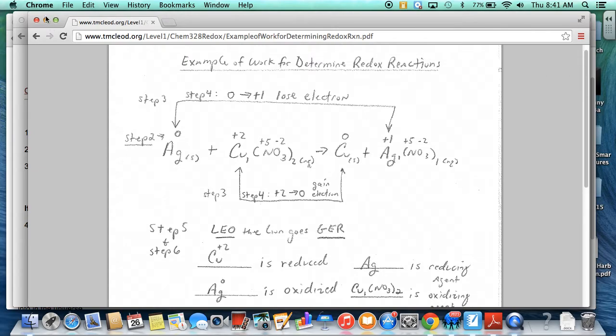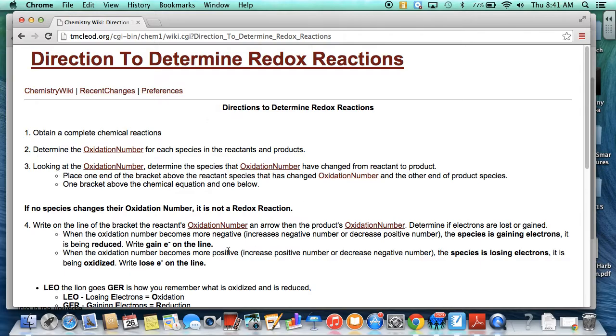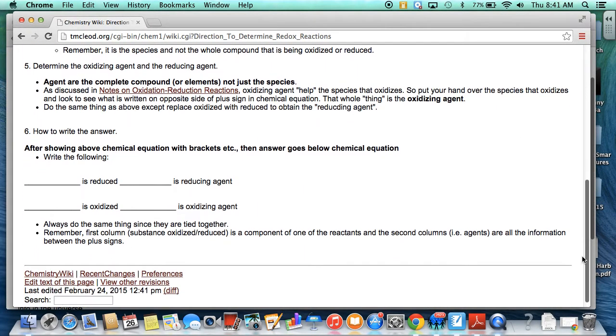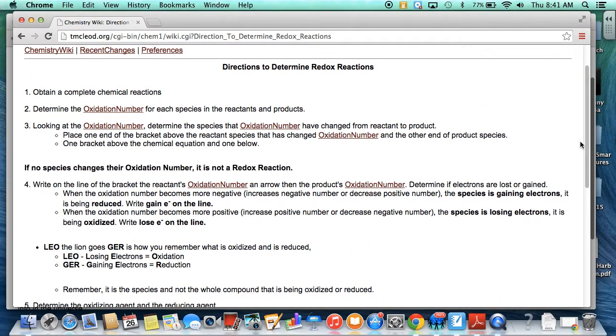So I hope this helps you out in understanding, and that's what the rest of this handout talks about. Hopefully this helps you out in determining what's being oxidized and what's being reduced, and the agents, for a redox reaction.